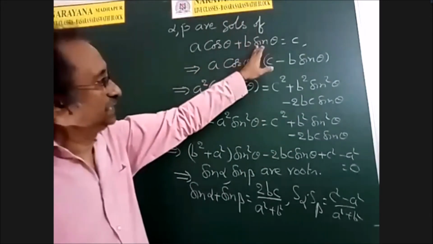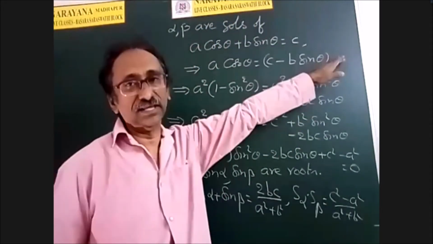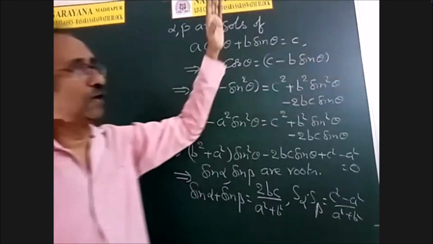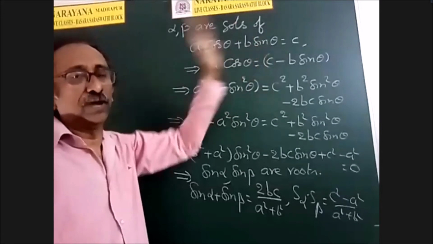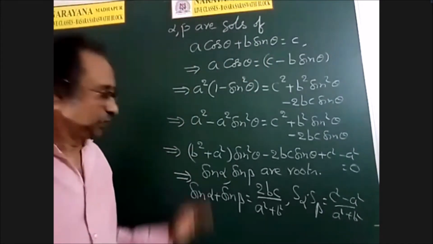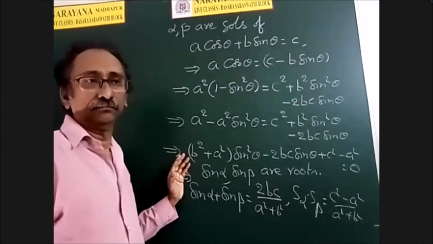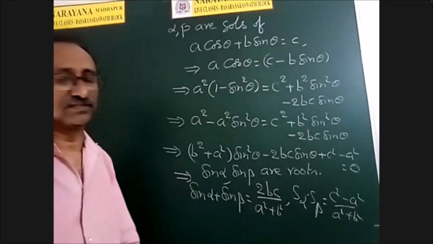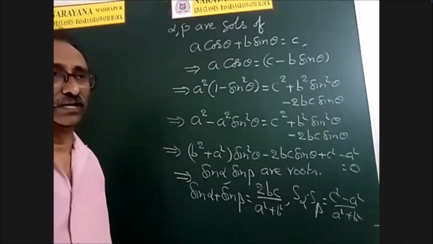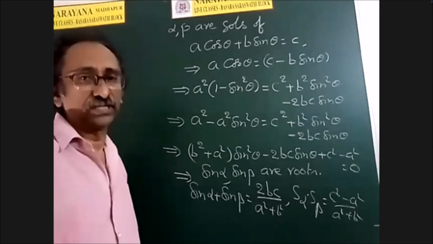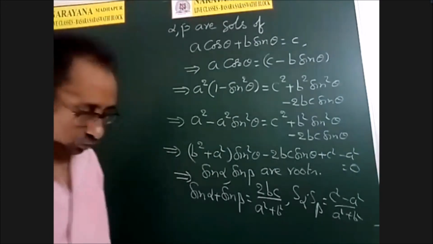Therefore, take b sin theta is equal to c minus a cos theta, squaring on both sides. So in place of sin square theta, write 1 minus cos square theta. You will get a quadratic in cos theta. Then cos theta 1 plus cos theta 2 is the sum of the roots. Similarly, cos theta 1 into cos theta 2 is the product of the roots. Right? Do it now.